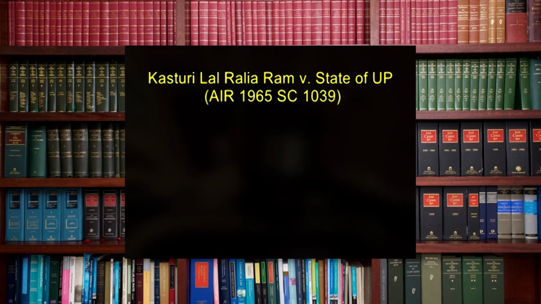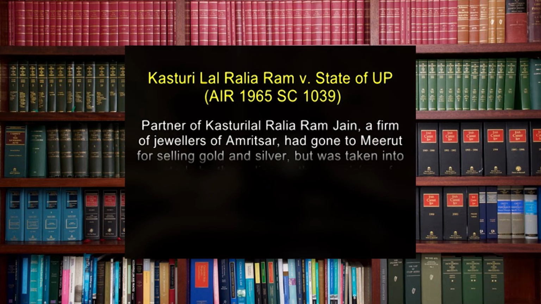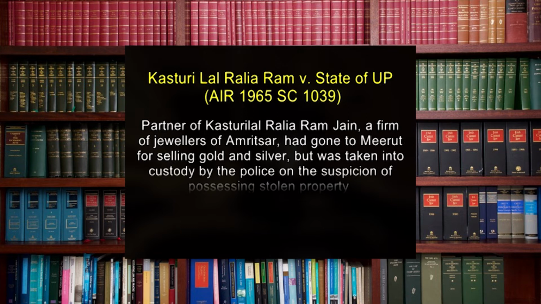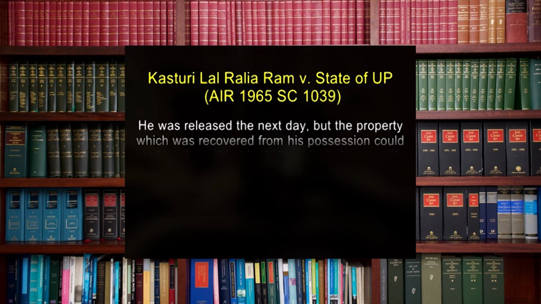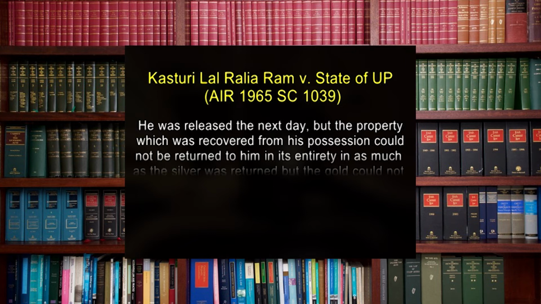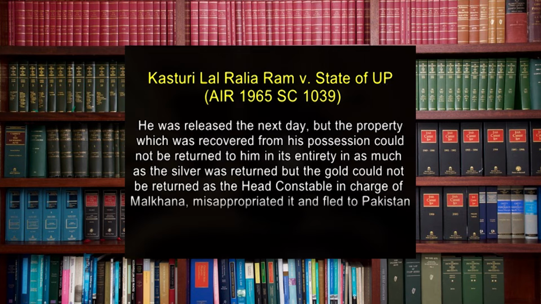Another case in which the principle laid down in the Steam Navigation case was followed was Kasturi Lal Ralia Ram versus State of Uttar Pradesh. This case was of 1965. In this case, the partner of Kasturi Lal Ralia Ram Jain, a firm of jewelers of Amritsar, had gone to Meerut, was selling gold and silver, but was taken into custody by the police on the suspicion of possessing stolen property. He was released the next day, but the property which was recovered from his possession could not be returned to him in its entirety, inasmuch as the silver was returned, but the gold could not be returned, as the head constable in charge of the Malkhana misappropriated it and then fled to Pakistan.